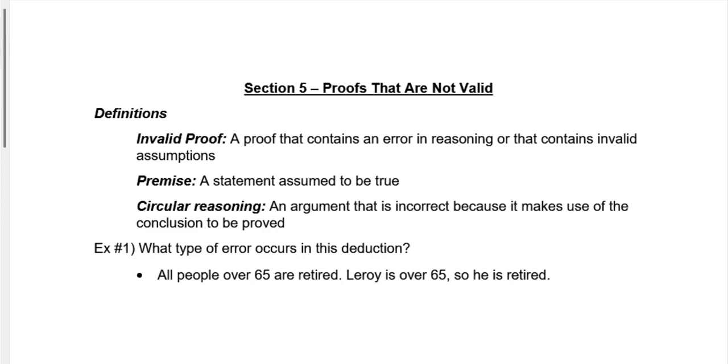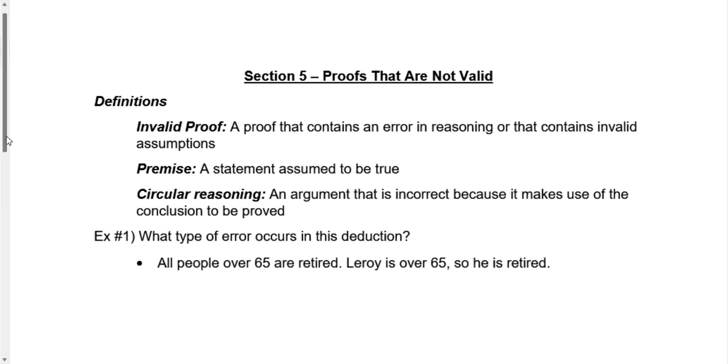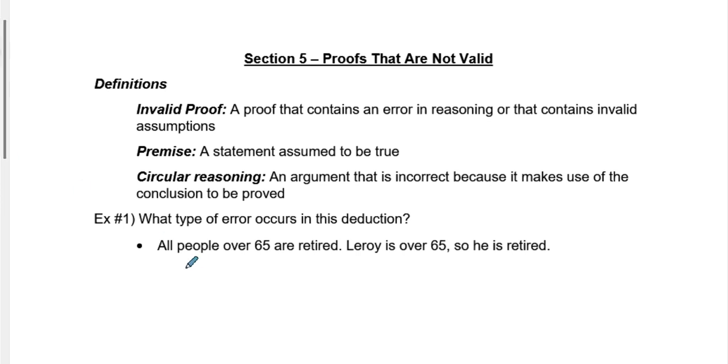So our first example here is we're going to talk about what type of error occurs in this deduction. So just like in section 4, we talk about deductive reasoning, we're using facts, all of that aspect. All people over 65 are retired. Leroy is over 65, so he's retired. Hopefully, all of you realize that not all people that are over 65 are retired. So this is using some language error. This is a premise that's incorrect.